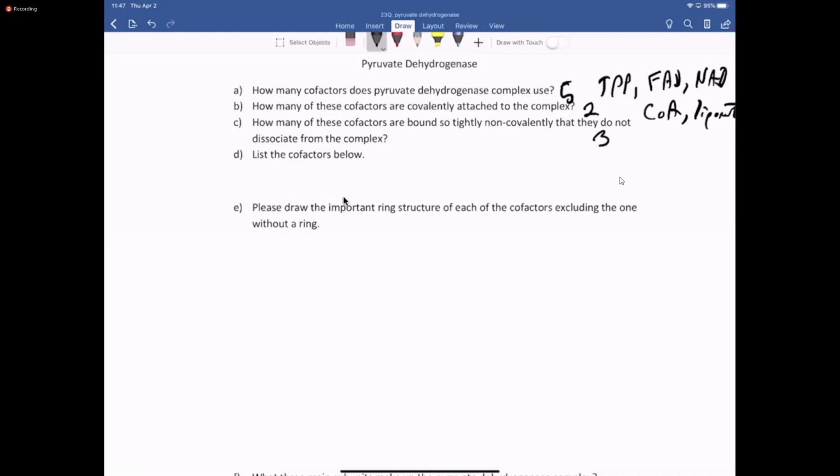In the case of D, list the cofactors below. We've listed the cofactors up above, and so again, you would just need to list TPP, FAD, NAD, CoA, and lipoamide.